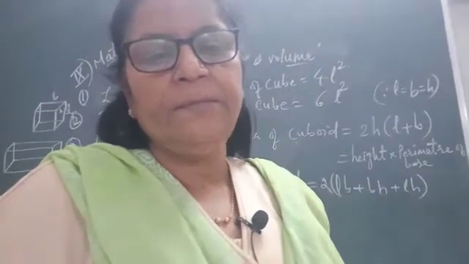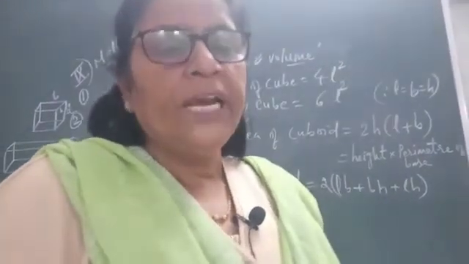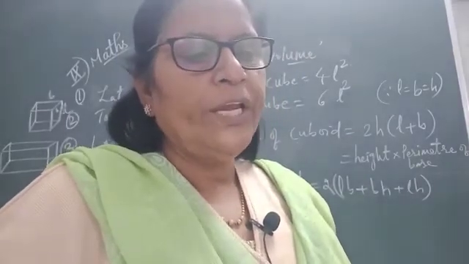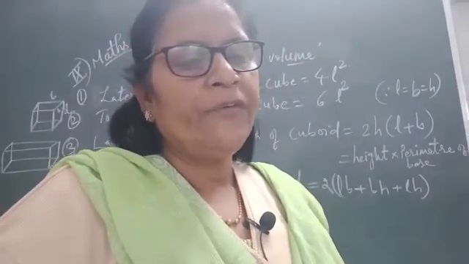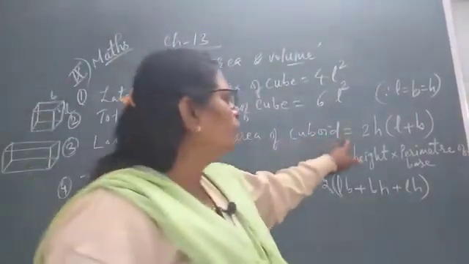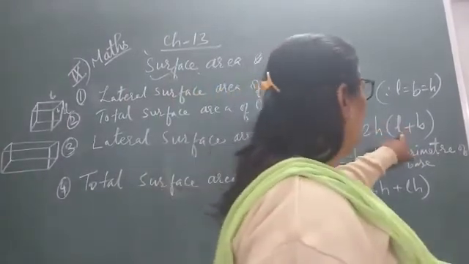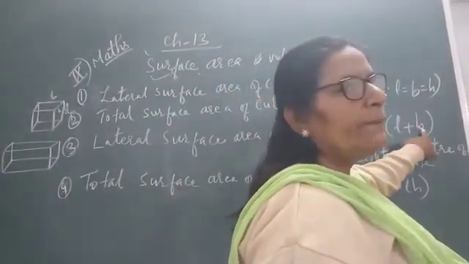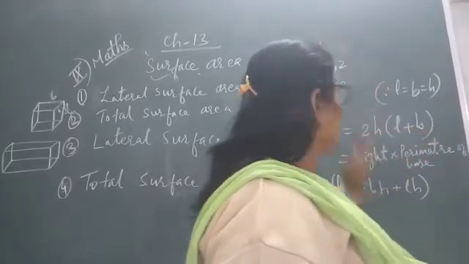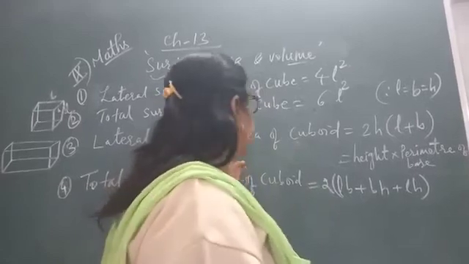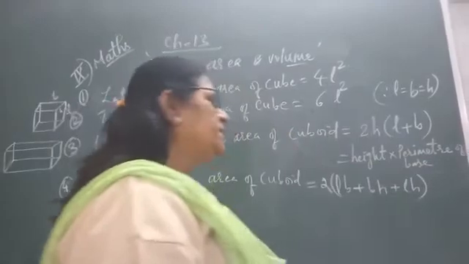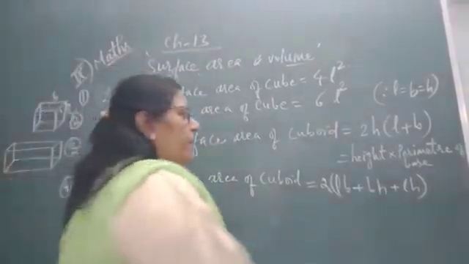Now lateral surface area of cuboid. Lateral surface means without bottom and top, right? So here the lateral surface area of cuboid is 2 into height into bracket length plus breadth. First we add length and breadth, then multiply by 2 into height. Now another formula for this is height into perimeter of the base.